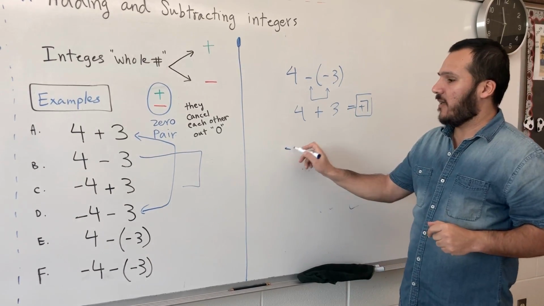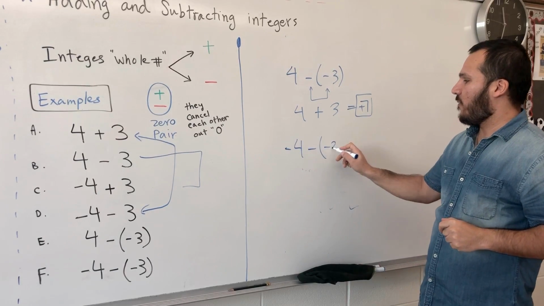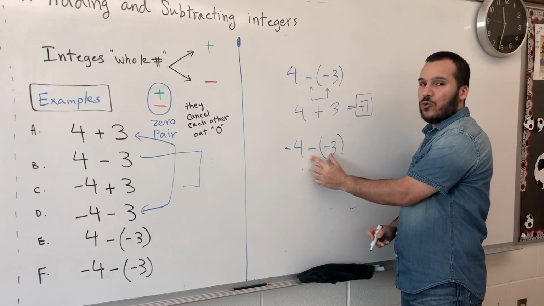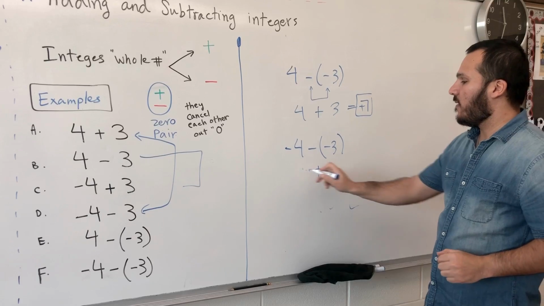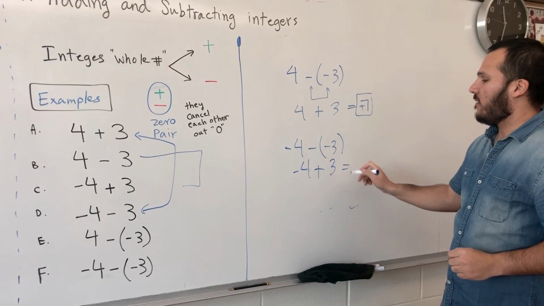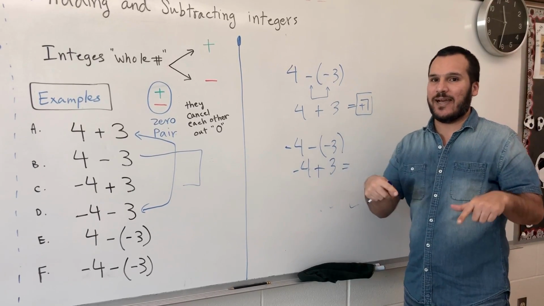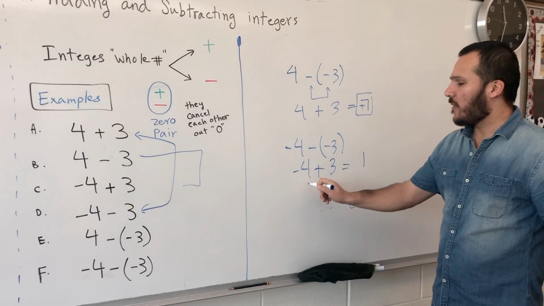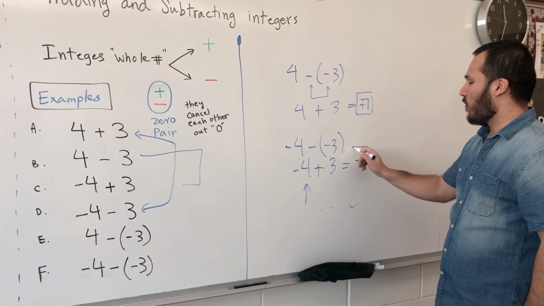The last case is -4 minus -3. Again, those two negatives become a positive, and different signs, you subtract, and you get a 1, but the big number is 4, so the answer is -1.